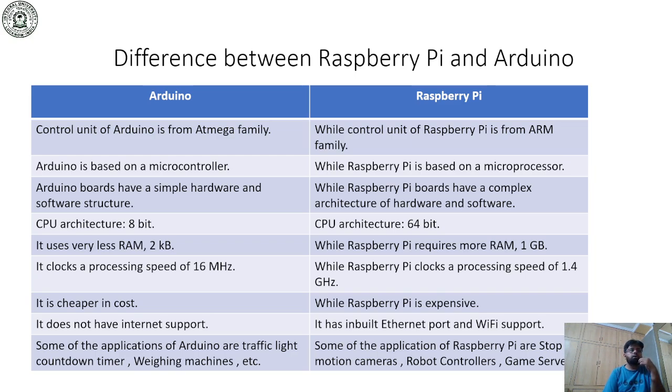Now, some applications of the Arduino are traffic lights, countdown timers, weight machines, etc. But the Raspberry Pi you can use for motion cameras, game servers, robot controls, or home automation. I've already told you, you can convert your simple TV to a smart TV. You can design a drone also using the Raspberry Pi. There are various applications of the Raspberry Pi.